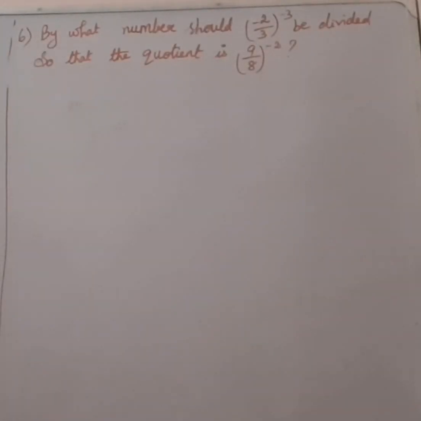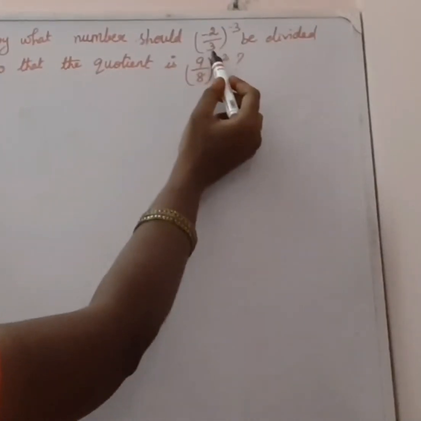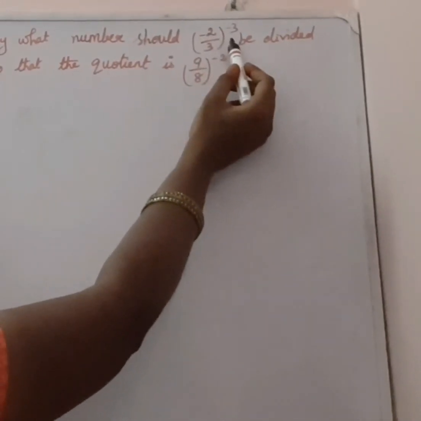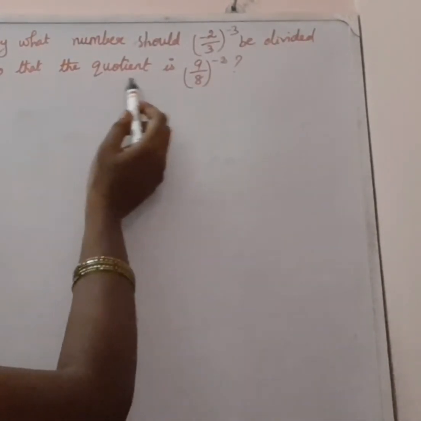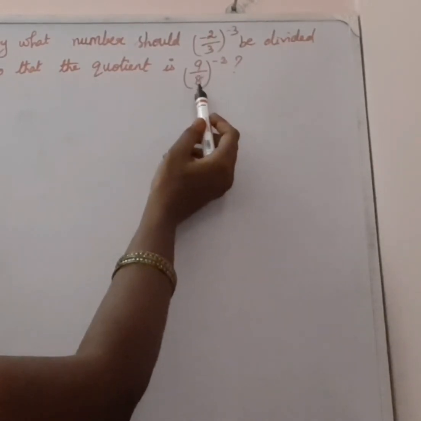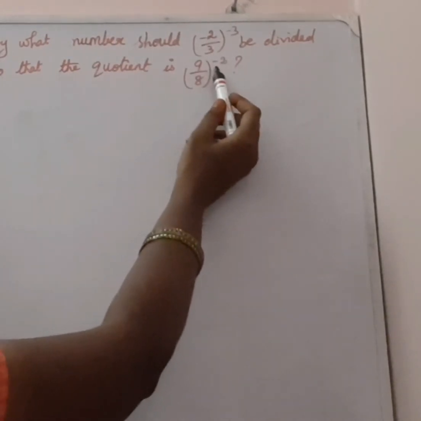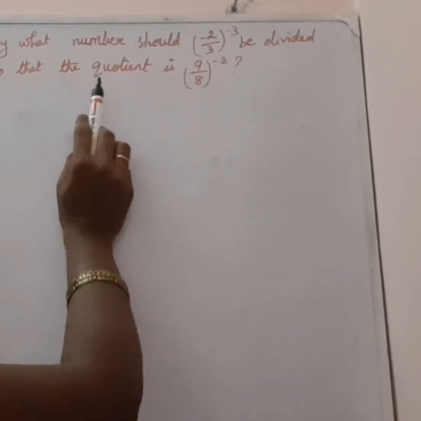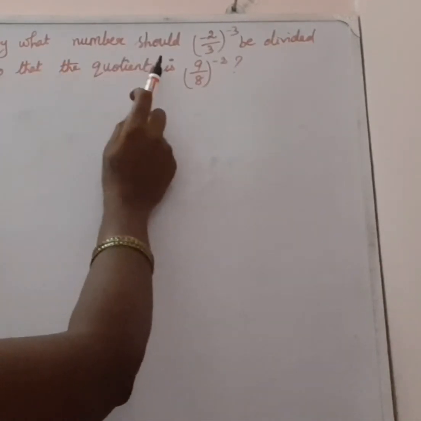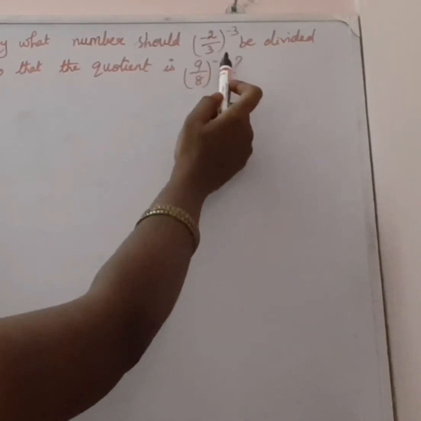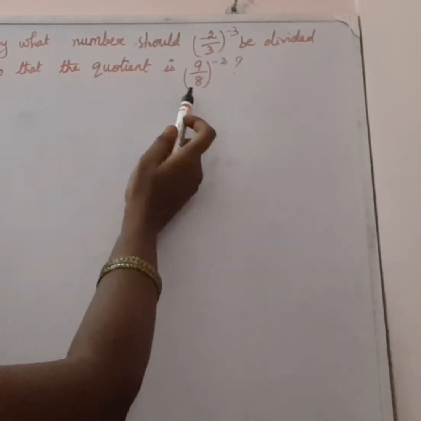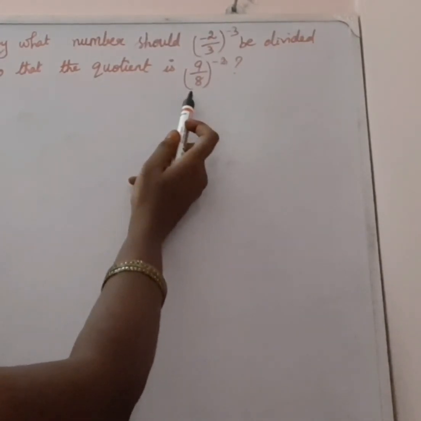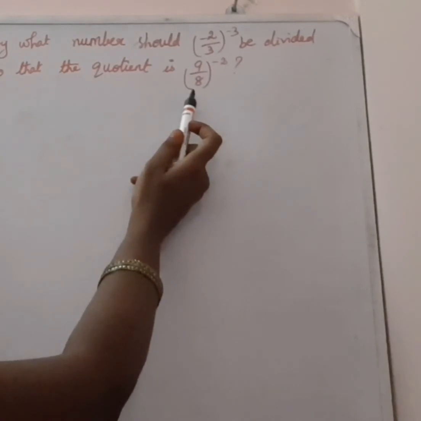Let us see the sixth sum. By what number should minus 2 by 3 the whole power minus 3 be divided so that the quotient is 9 by 8 the whole power minus 2? They are saying that this number is divided by some other number, then we get the quotient, that is we get the answer as 9 by 8 the whole power minus 2.